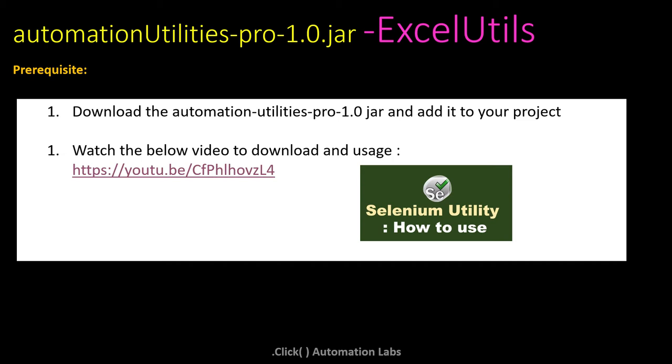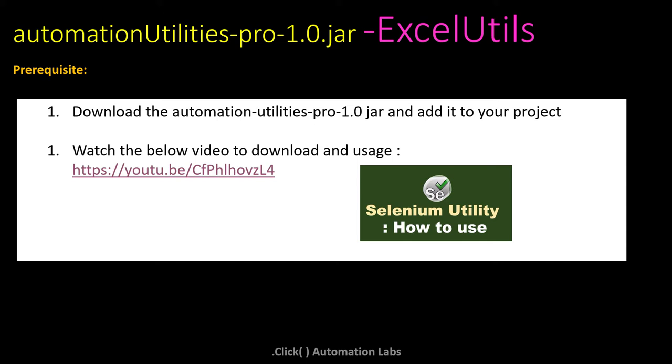But this utility is based on the Apache POI jar, and it was simplified and made available in the simplest way to read the data from Excel. So let's get started and see what utilities we have and how we simplify reading the data from Excel. What are the ways we have to read the data from Excel?